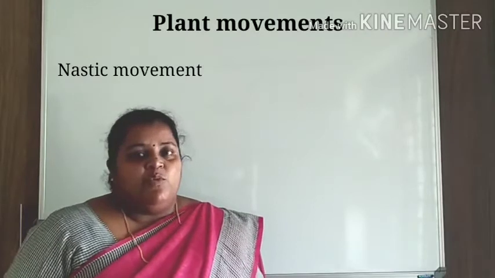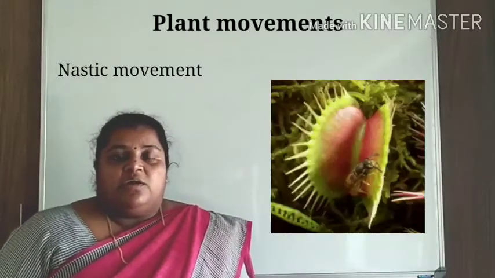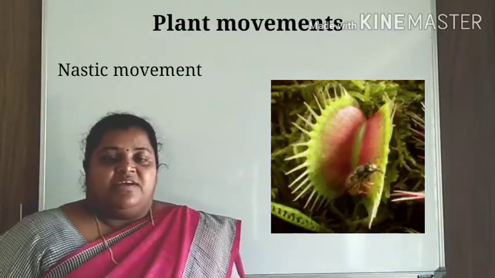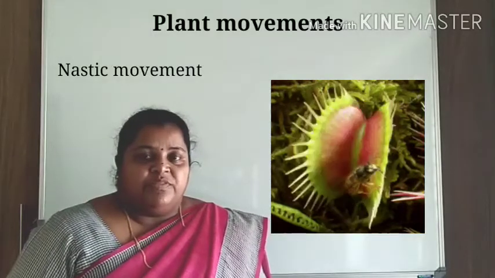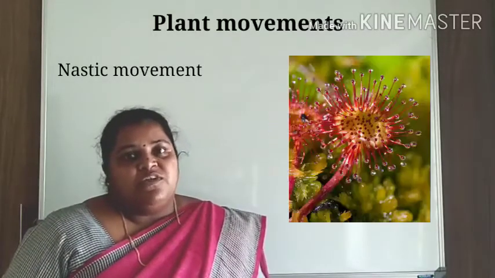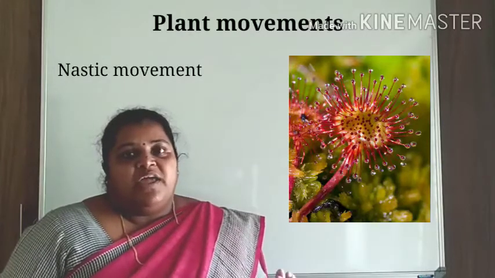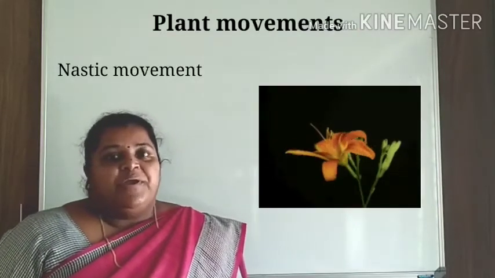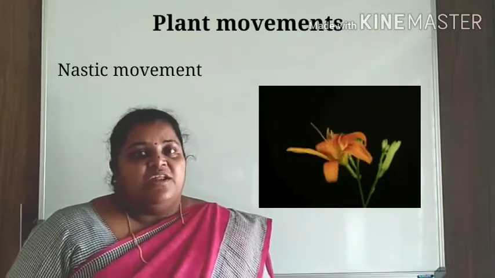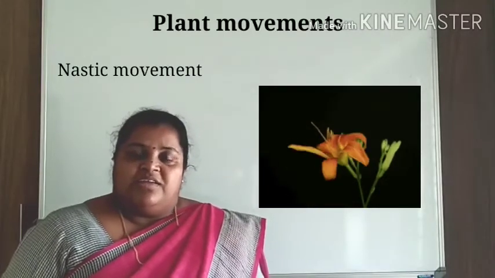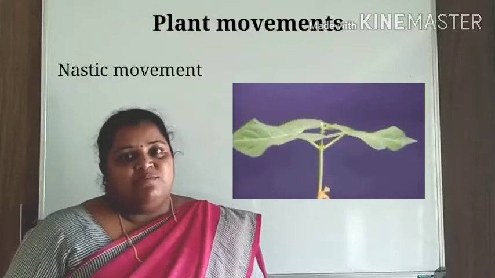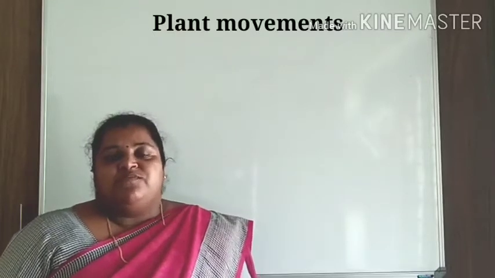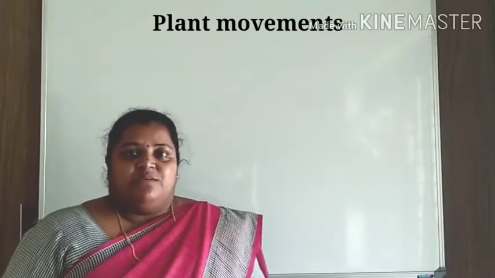Let us examine some more examples. The closing of the lid in an insectivorous plant is an example of nastic movement. The closing of glandular hairs in the sundew plant. The opening of flowers during the day and closing of flowers during the night is another example of nastic movement. I hope you understood the difference between tropic movement and nastic movement.